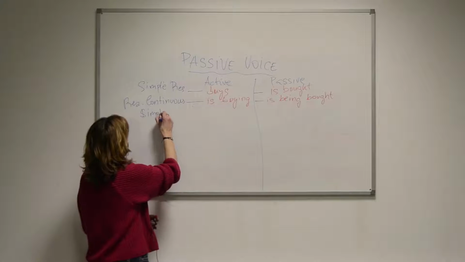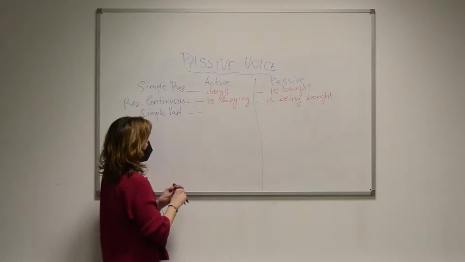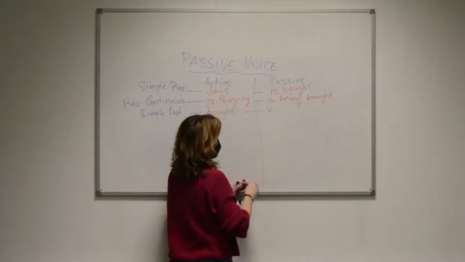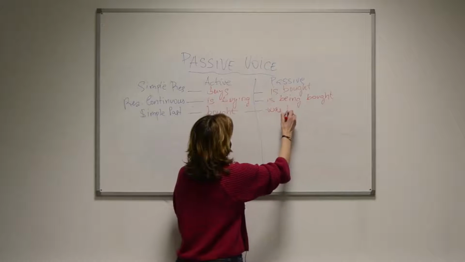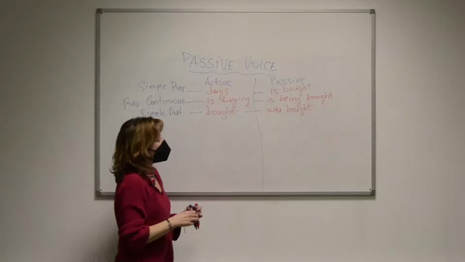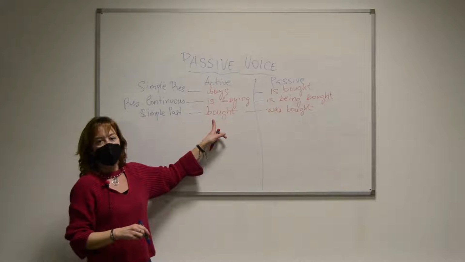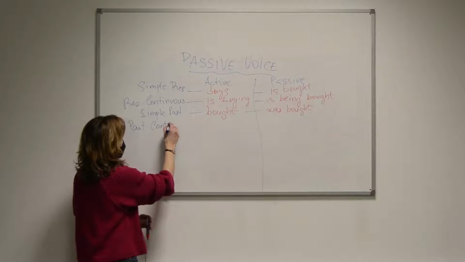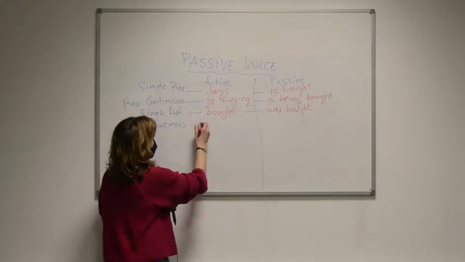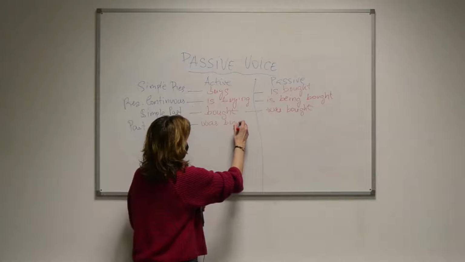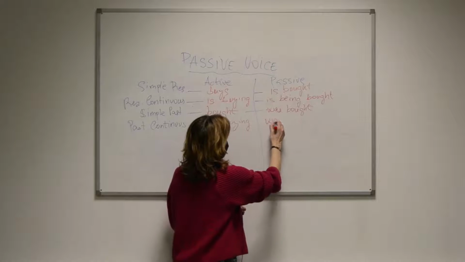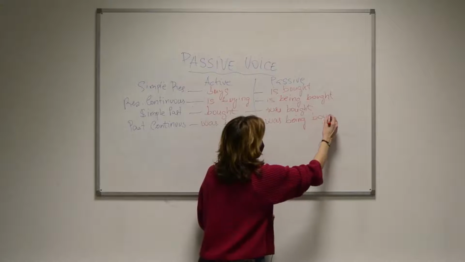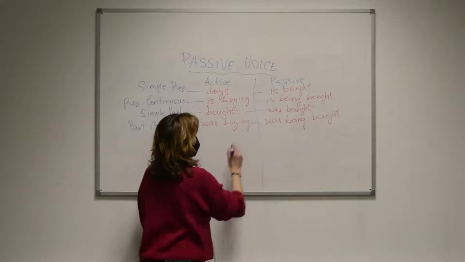Simple past: bought. In the passive, was bought. Always the verb to be, in this case in the past, because the verb in the active is past tense. Past continuous: was buying. Active and passive are the same; being is the indicator of the passive, the auxiliary of the passive, and bought. Was buying, was being bought.